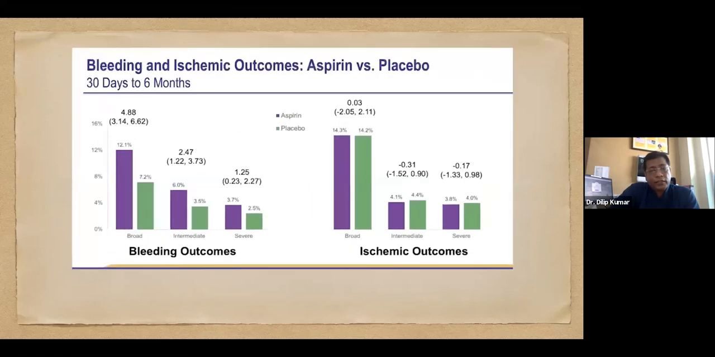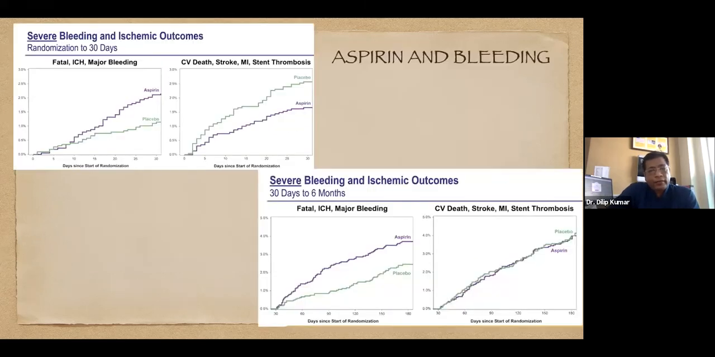But when it came to 30 days to 6 months, the bleeding risk remained there. And you can appreciate from this slide, the broad as well as intermediate as well as severe, all categories of bleeds were higher with aspirin, but ischemic outcomes were more or less similar. There was not much of a difference. This is the Kaplan-Meier curve showing the same thing. After 30 days, aspirin versus placebo is probably not going to give any difference in ischemic outcomes, but the bleeding risk remains there.